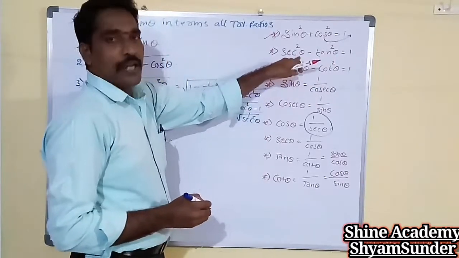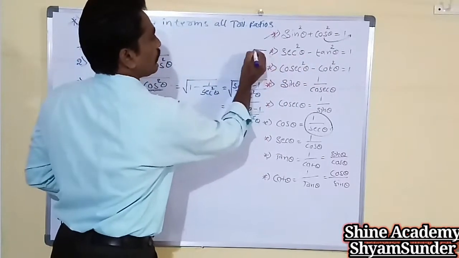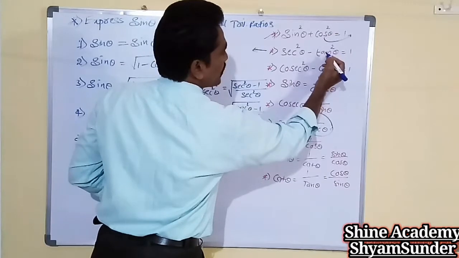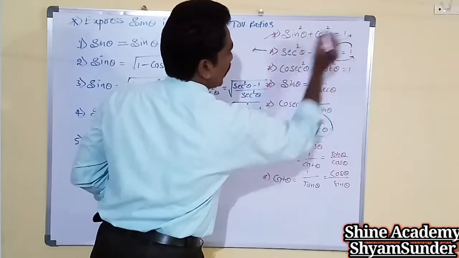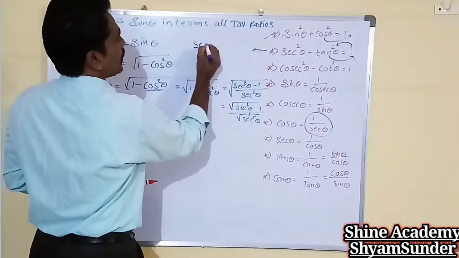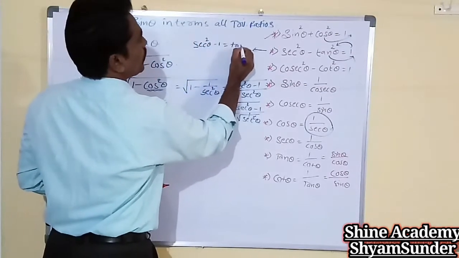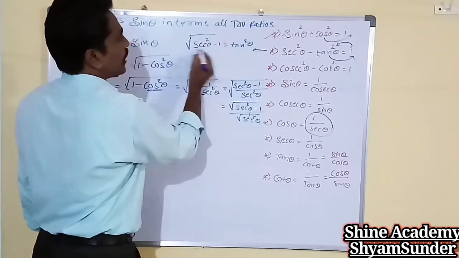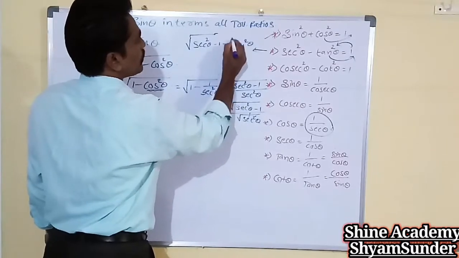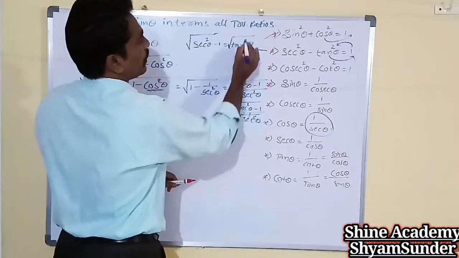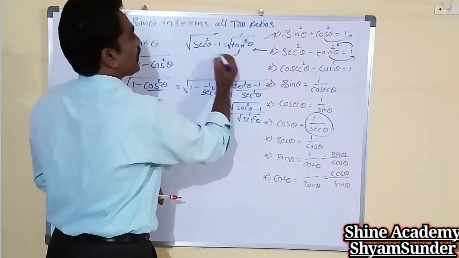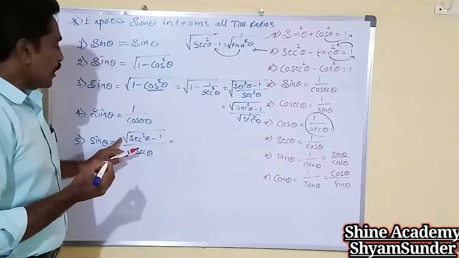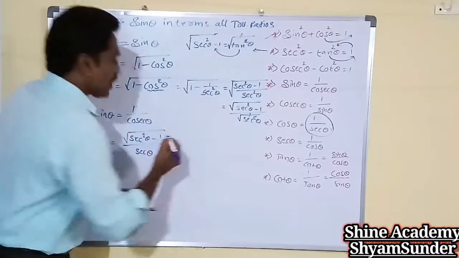You can get it from identity number 2, that is, sec square theta minus tan square theta is equal to 1. Transposing tan square theta to the right side and 1 to the left side, we get sec square theta minus 1 is equal to tan square theta. If you apply the square root on both sides, square root of sec square theta minus 1 is equal to square root of tan square theta. Square and root will be cancelled, so tan theta is equal to under root of sec square theta minus 1. So you are replacing under root of sec square theta minus 1 by tan theta.